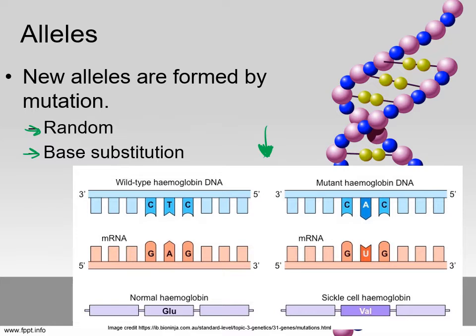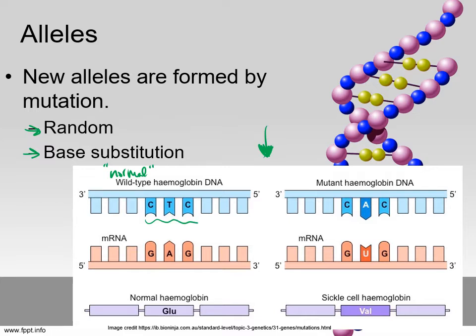So wild type, or the normal DNA code for hemoglobin. Hemoglobin is the protein that carries oxygen on our red blood cells. This is the normal DNA sequence, just at this little piece of the hemoglobin gene.